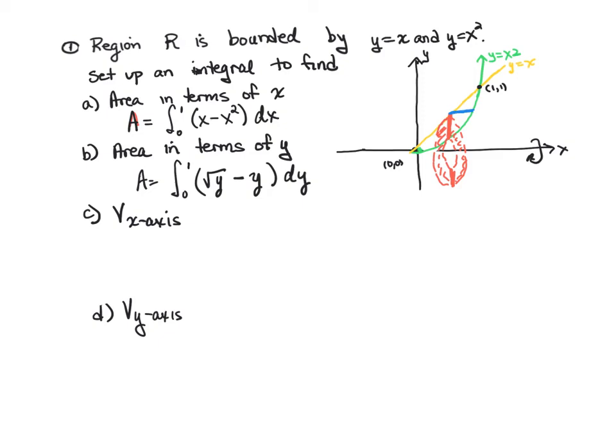Okay, and again, the formula would be pi on the outside. The limits of integration are x equals 0 to x equals 1. But the outer radius is the distance from the yellow line function to the x-axis, which is just x, squared, minus the distance, and the inner radius is the radius of the hollow circle.